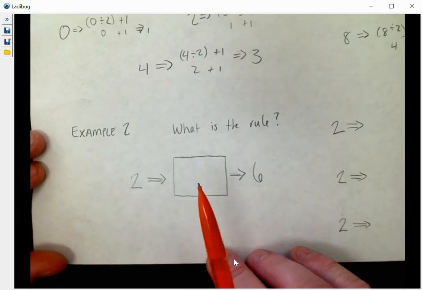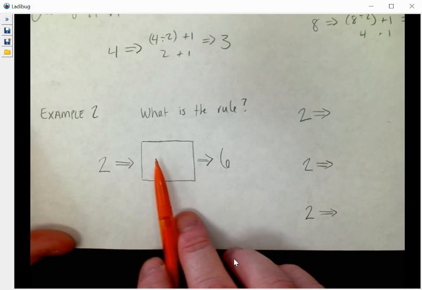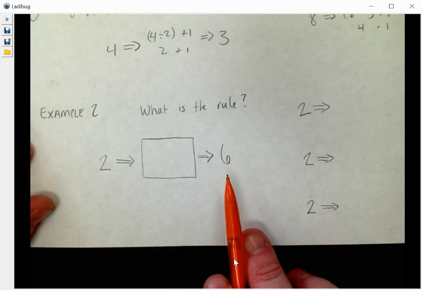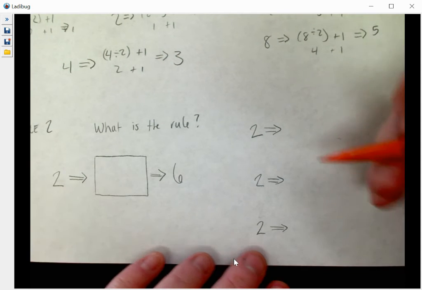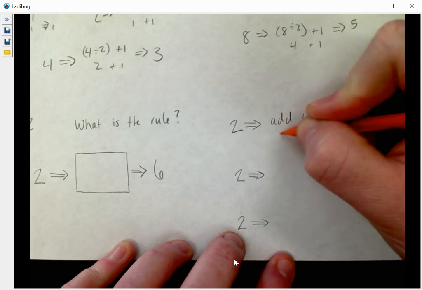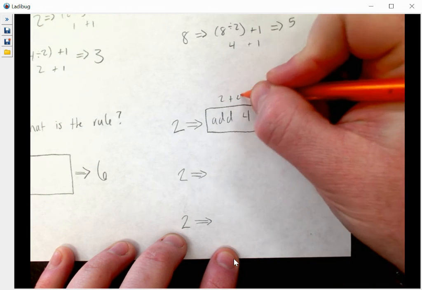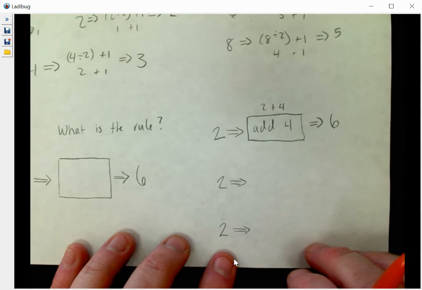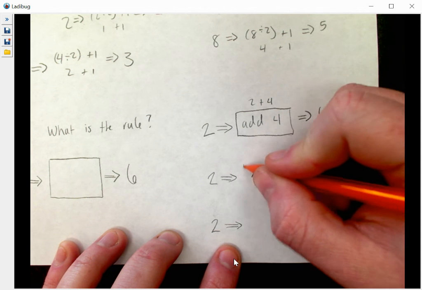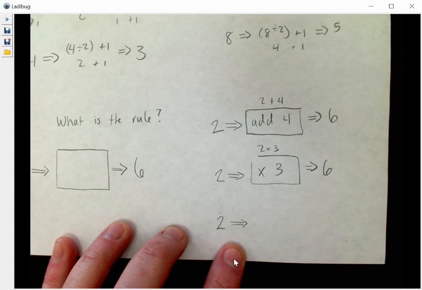You could also be given a scenario where you have an input, an output, and you got to figure out, well, what is the rule? So if my input here is 2 and my output is 6, well, my rule could be a couple of things. I could just add 4 to my input because 2 plus 4 is 6. I could also multiply by 3, because 2 times 3 is 6.